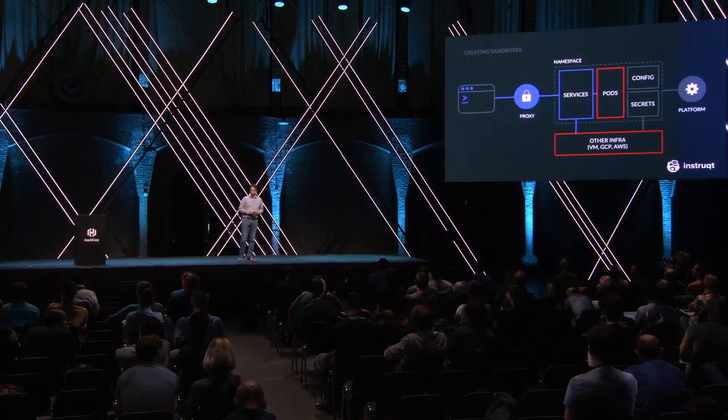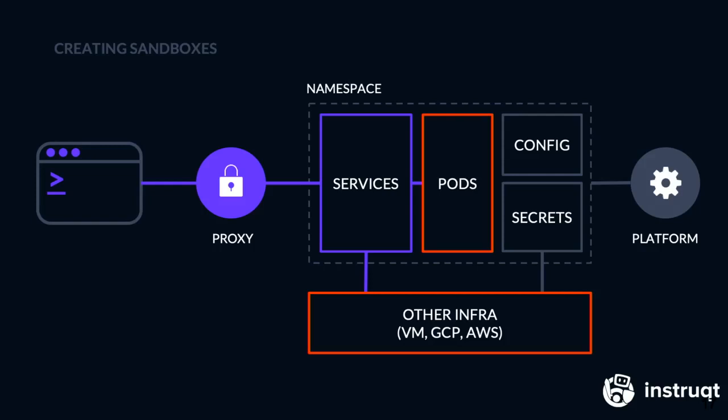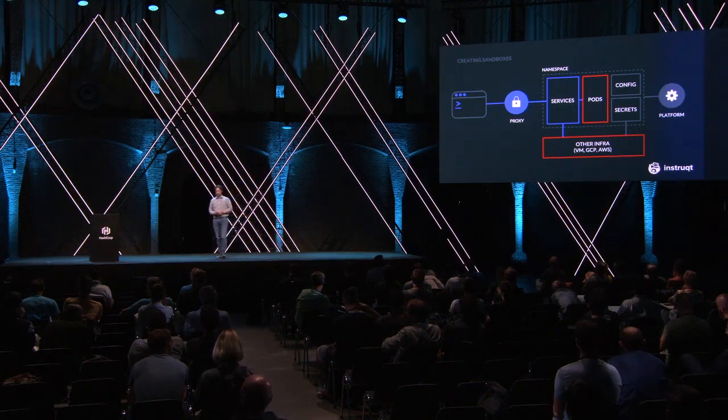To give you a little bit of an overview on how that looks. So we create a Kubernetes namespace. Inside that namespace, we can run several pods. We have some configurations, some secrets. And we can also spin up some other infrastructure that's linked to it. So we can spin up VMs, we can spin up GCP projects or AWS accounts. And all that is exposed through our proxy to the user that's playing our tracks.